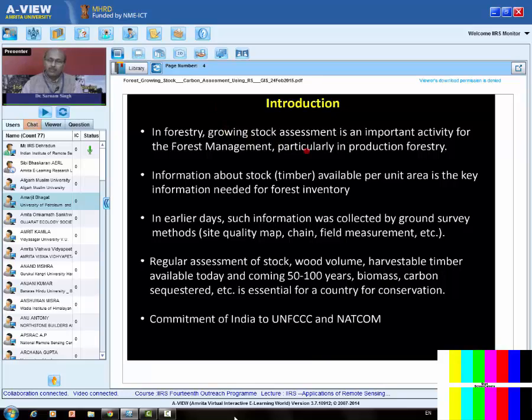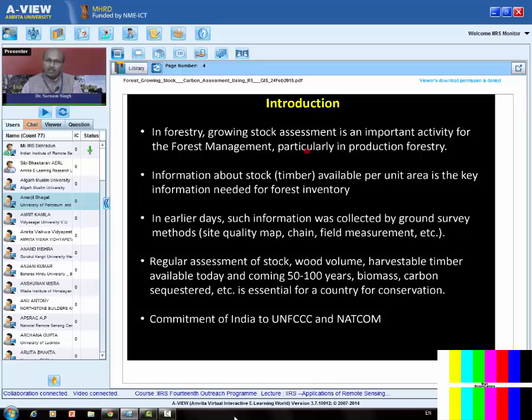Let's try to understand what is the need for doing this kind of study. In the forest sector, growing stock assessment is an important activity for forest managers, particularly in production forestry. So let us say we have conservation forestry where we try to protect the forest or wildlife or the biodiversity. But here we are talking about production forestry. That means we grow the trees for cutting in the future. So that's called production forestry.